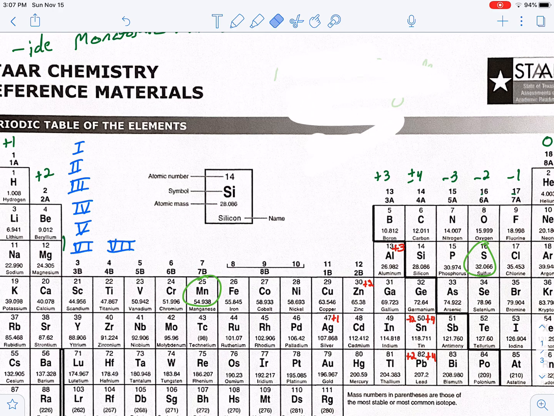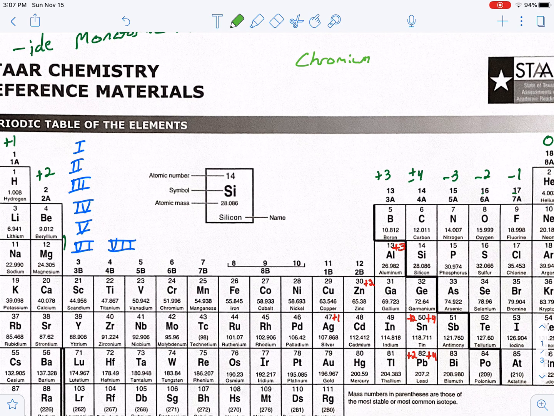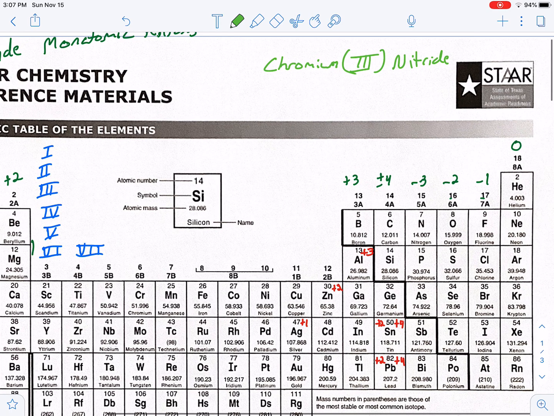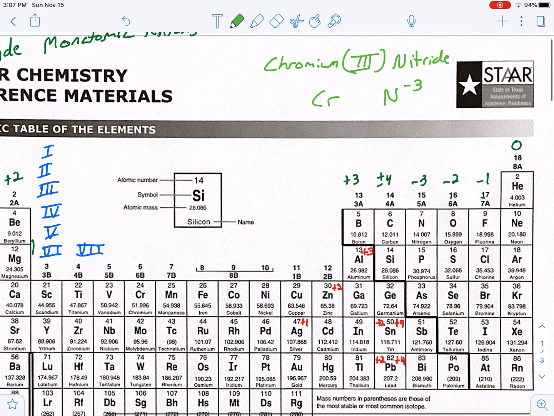Let's do one more, and then we'll move on to polyatomics. So I'm going to do chromium(III) nitride. Okay, so I'm going to start with nitrogen. My anion, so N is going to be a -3. And this chromium has a charge of +3. So those are balanced out. So that would just simply be CrN. That's it. So you do not need to do the crisscross method if they are already balanced. If you have a +3 and a -3, you're done.